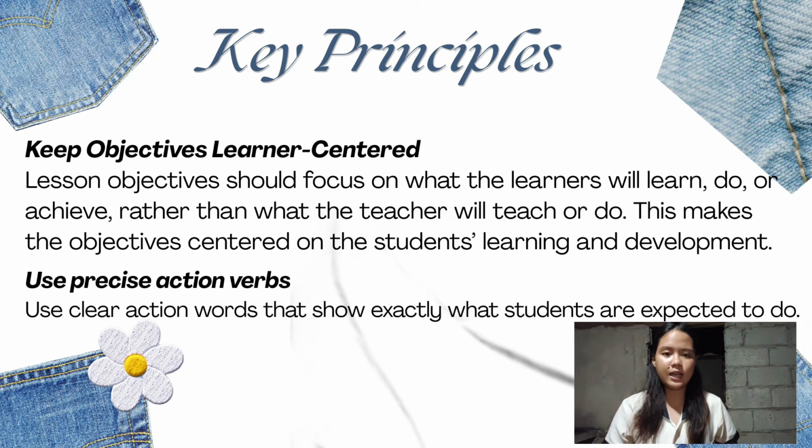Second is use precise action verbs. We should use precise action verbs because these words clearly show what students should do. Examples are identify, explain, compare, demonstrate, create, and evaluate. These words are better because we can observe or measure the actions. For example, we can check if a student can identify something or demonstrate a skill.